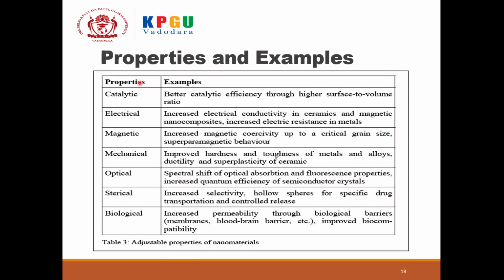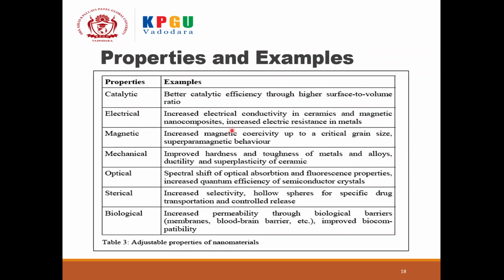These are some specific properties which have specific characteristics, and due to these characteristics they have application in a specific field or specific process to increase the efficiency. Say for example, catalytic property, better catalytic efficiency through higher surface to volume ratio. This is mainly useful for the chemical or environmental field.